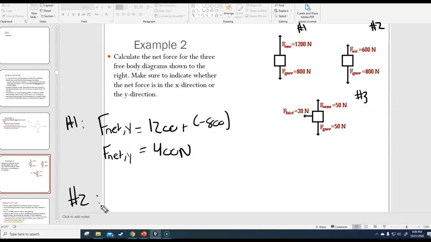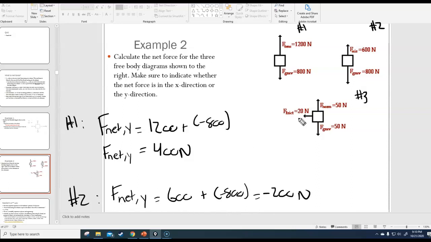Okay, for number 2, I do the same thing. I look at the FBD. I say, oh, well, there's no x forces, so F net x would be equal to 0. I'm not even going to bother writing that. I only care about the y forces because there are no x forces. And so F net y would be equal to a positive 600 plus a negative 800. And that would be equal to negative 200 newtons.